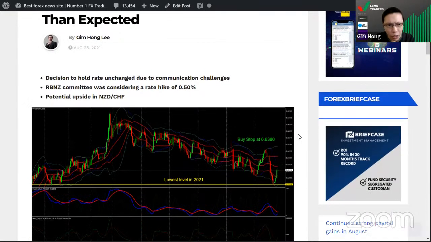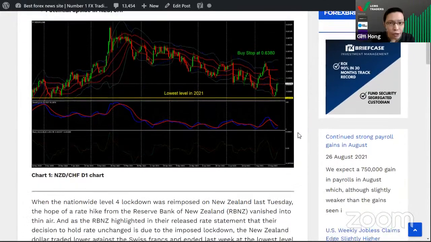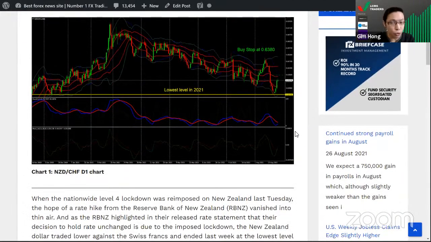Okay, long story short, as you guys know, the RBNZ decided to put on hold their rate hike plan due to, well, according to them, the lockdown, right? So they stopped just there. So the market sentiment was pretty bad for the New Zealand dollar, leading to a depreciation in the Kiwi.